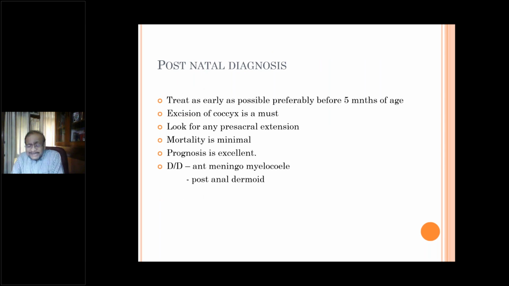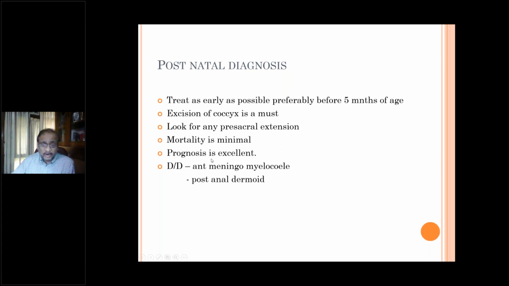So how do you make a postnatal diagnosis? The child has come to you postnatally. It is easy to make a diagnosis, and you have to treat as early as possible. Preferably remember 5 months of age. The moment you go beyond 5 months, the chance of malignant transformation increases. And that is why a sacrococcygeal teratoma or SCT, if diagnosed beyond 5 months after birth, is more likely to have a malignant component as compared to before 5 months. Excision of the coccyx is a must. Look for any presacral extension. That is a must. If there is presacral extension and we just remove the external part and don't remove the internal part, then that creates problems. That's why the coccyx has to be excised. Only then can you put a finger inside the presacral space and remove whatever is lying inside.